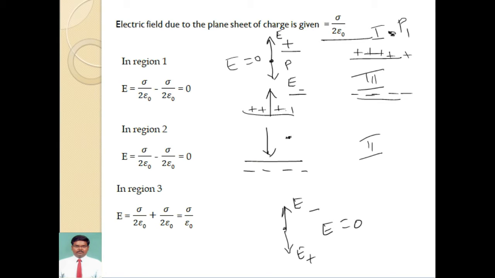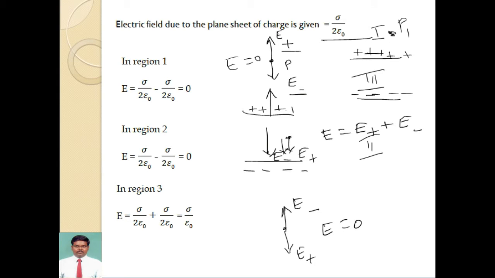At this particular point, the positive field is acting in this direction, E plus, and the E minus is also acting in the same direction, because the field lines are coming out of the positive plate, so E plus is pointing downward, and the electric field always tries to converge on the negative plate, so E minus is also pointing in the same direction. So the net field in between the two plates will be equal to E plus plus E minus.